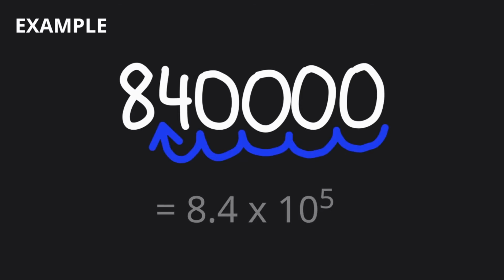Let's do some examples. 840,000. We move the decimal point until we get a number between 1 and 10. In this case, it's 8.4. We moved the decimal 5 places to the left. Therefore, our final result will be 8.4 times 10 to the 5th power.